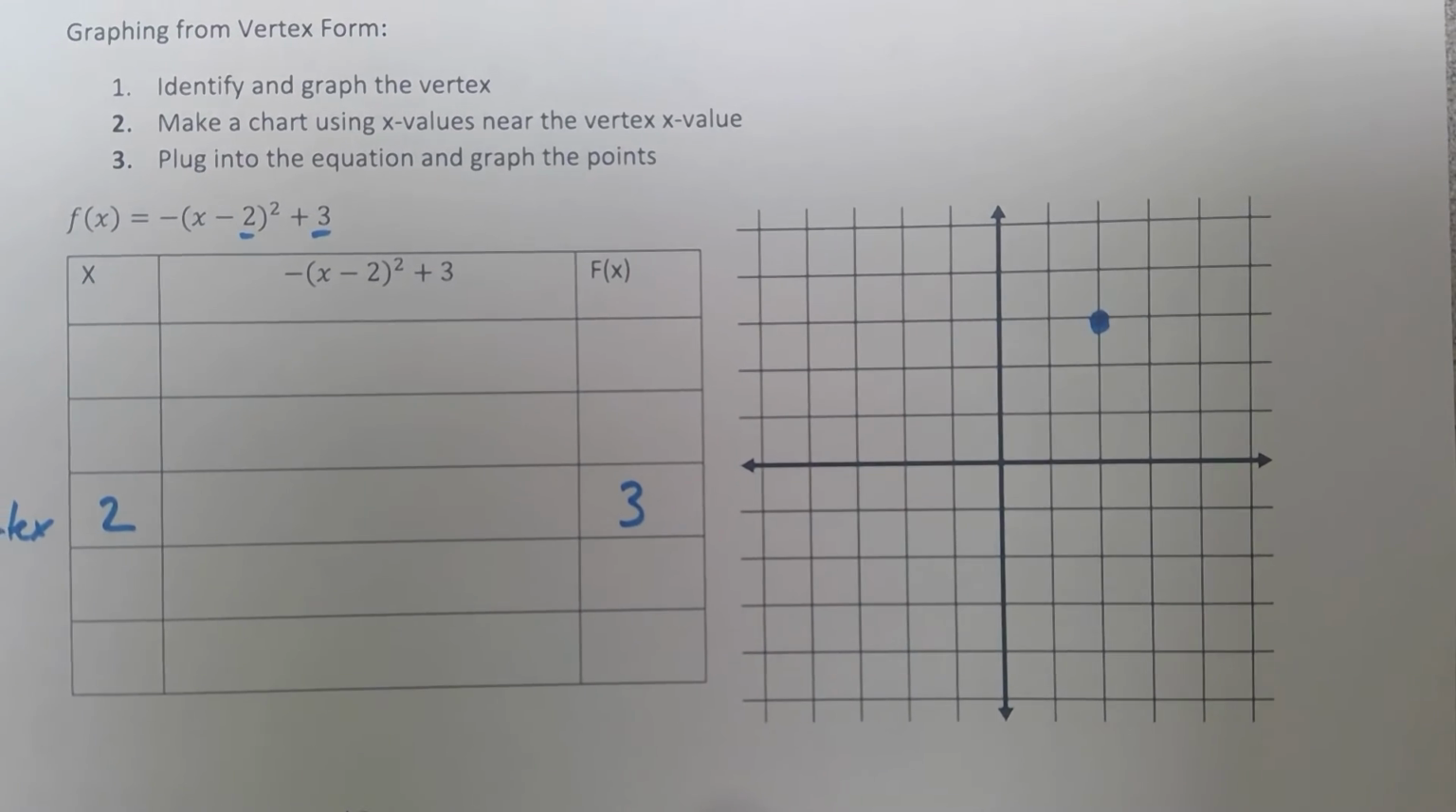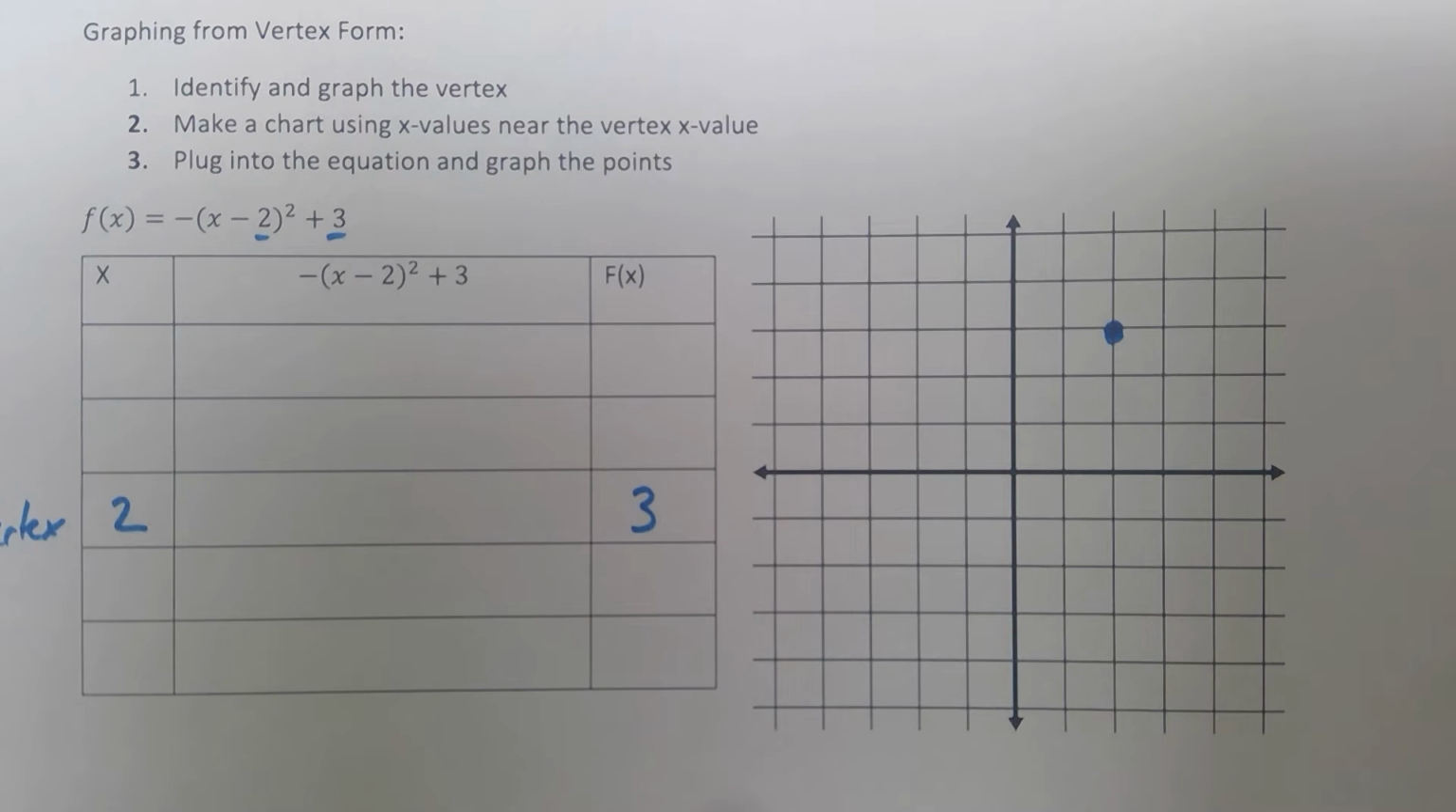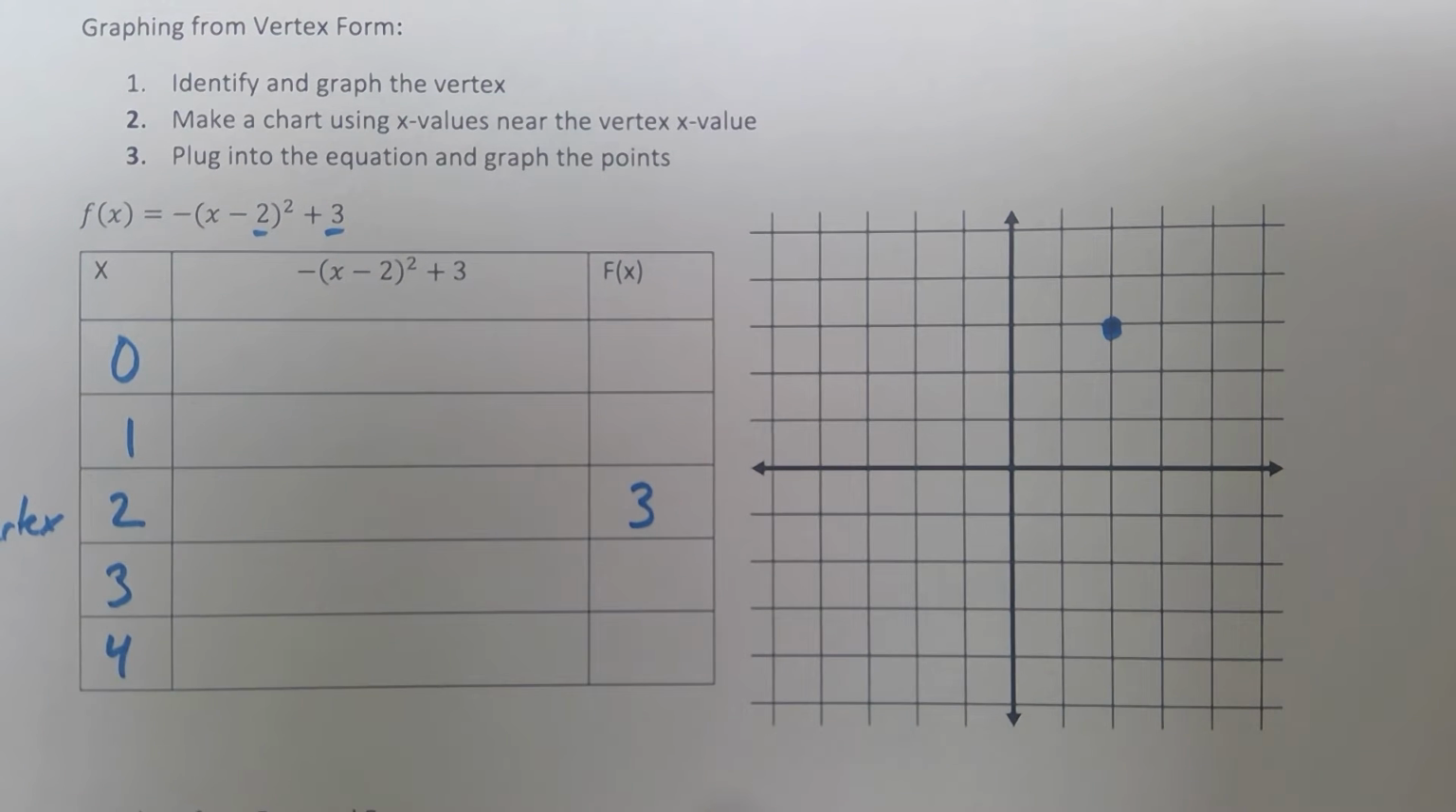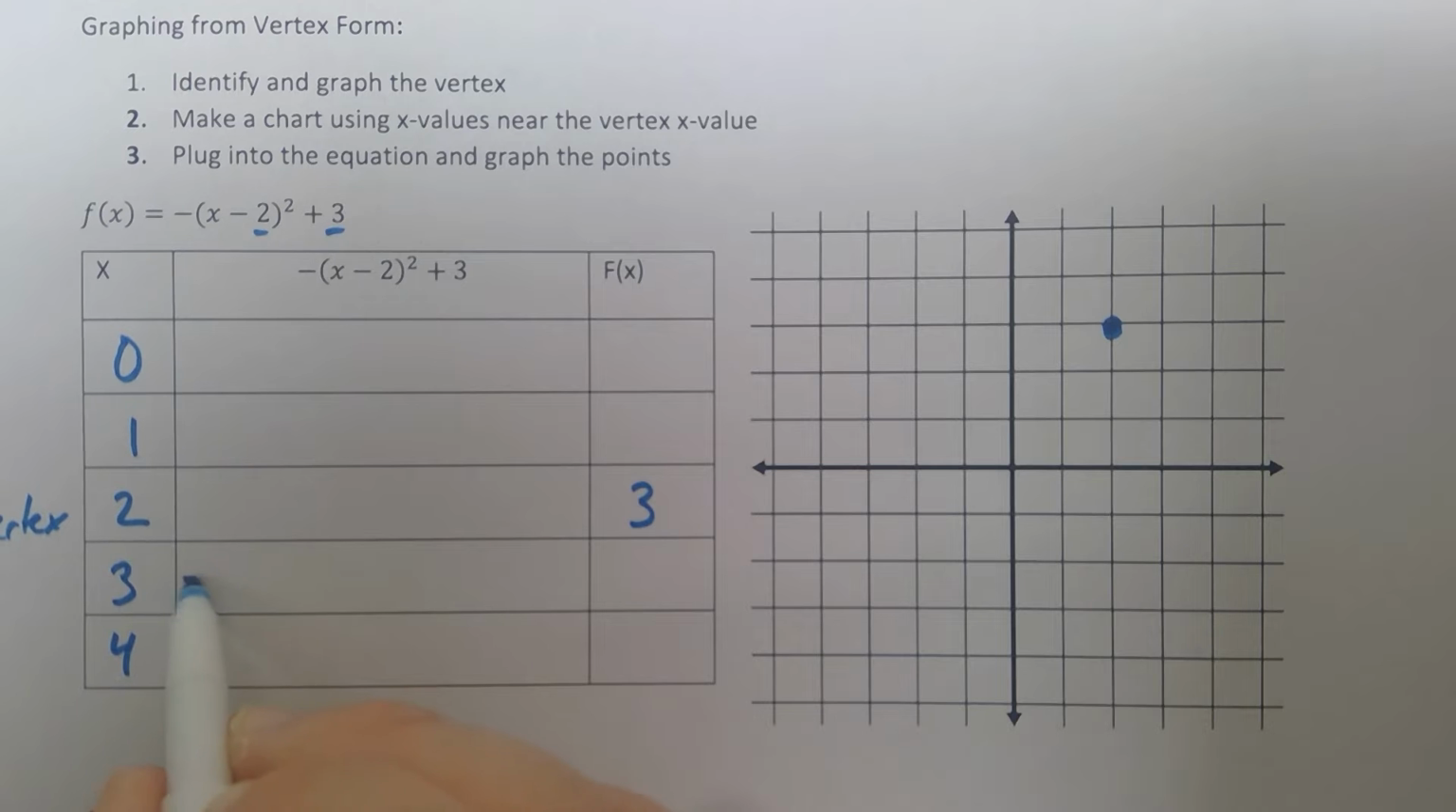Okay. Now we want to make a chart using x values near the vertex x value. So I know that 2 is my vertex. So let's go 3, 4, and 1, 0. Okay. So I'm going to stick with the positives here. So we're going to go with 3. So I need to plug it in.